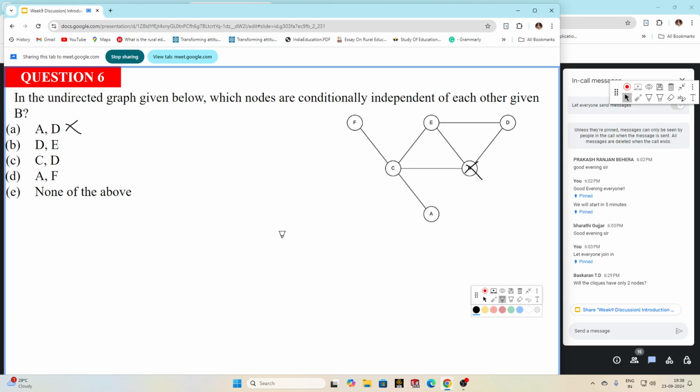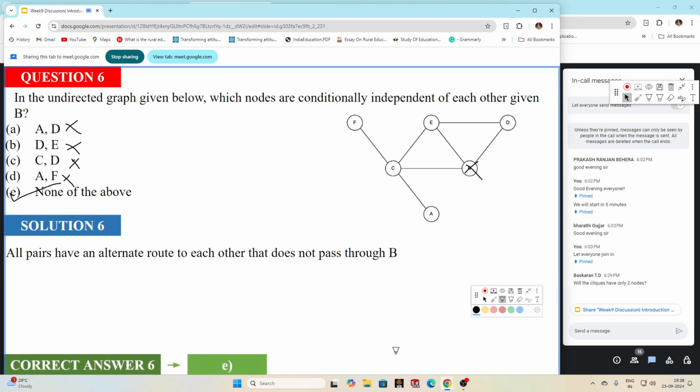Now D and E. This is D and this is E. D and E are directly dependent, so this is also false. Now C and D: again the path can be traveled, C to E to D. So again this is false. A and F: again the path can be traveled. This is false. And none of the above should be true. So option E is the correct answer.